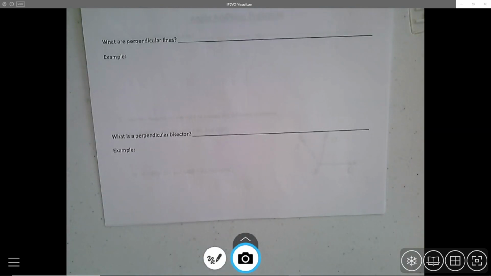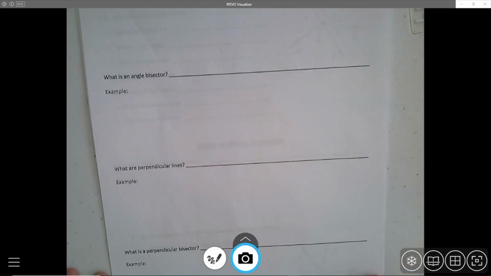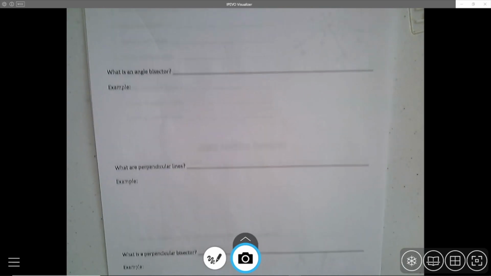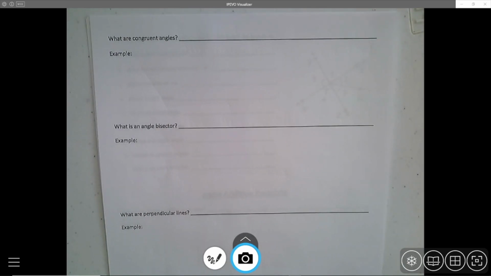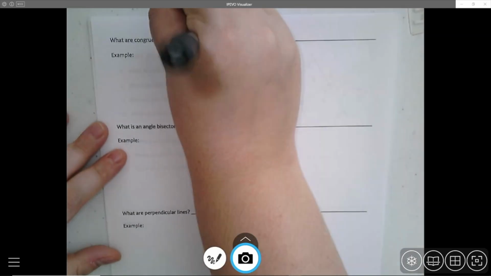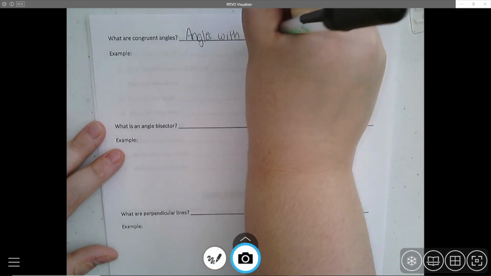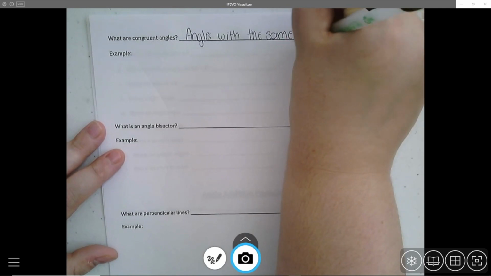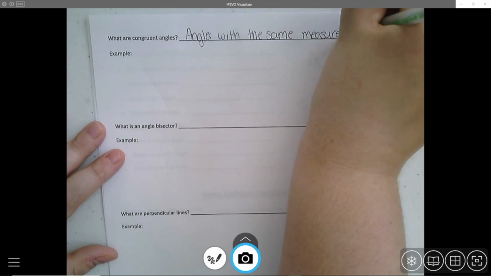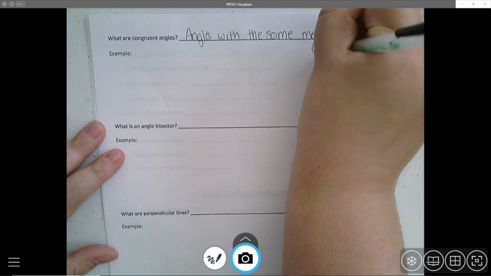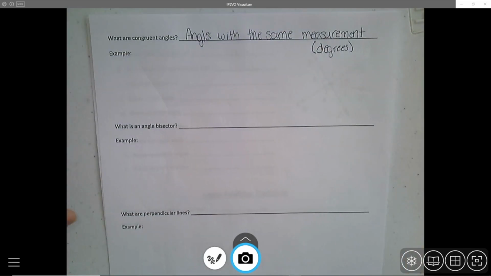Okay, let's go back here to some more vocabulary. Some of these probably look familiar because we went over the same type of vocabulary with segments. We're now putting them with rays and angles. So first off, what are congruent angles? These are angles with the same measurement, which when we talk about measurement of angles, it is really angles with the same degrees.